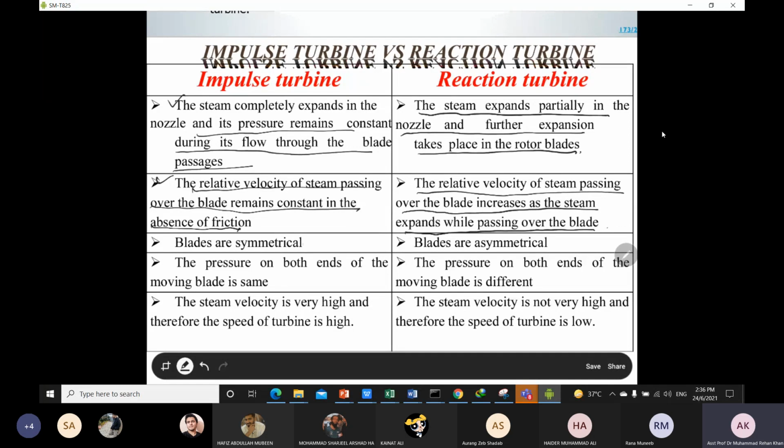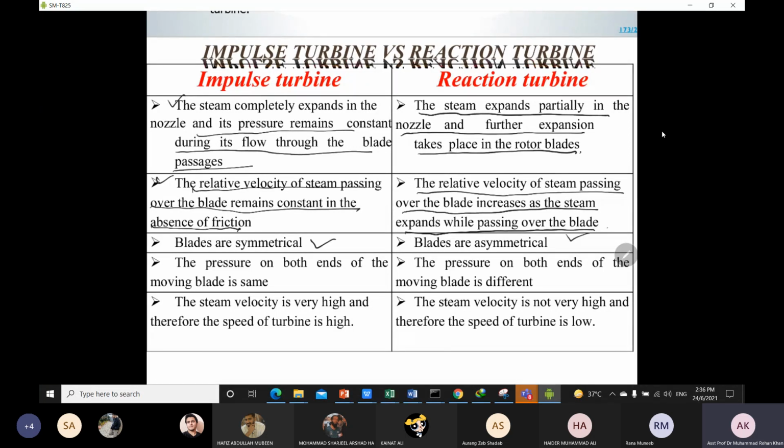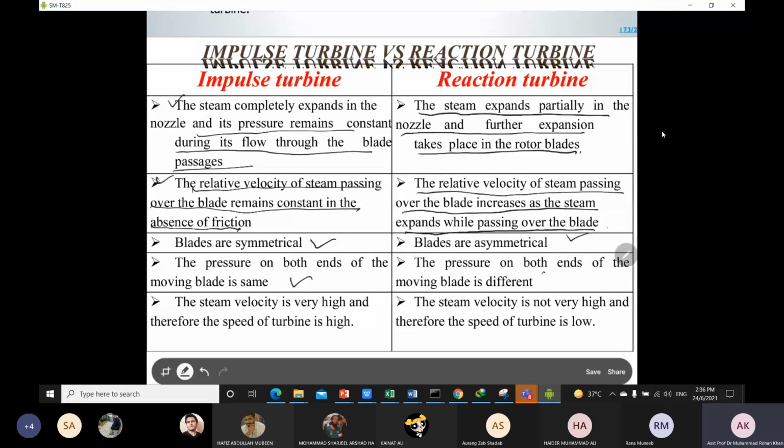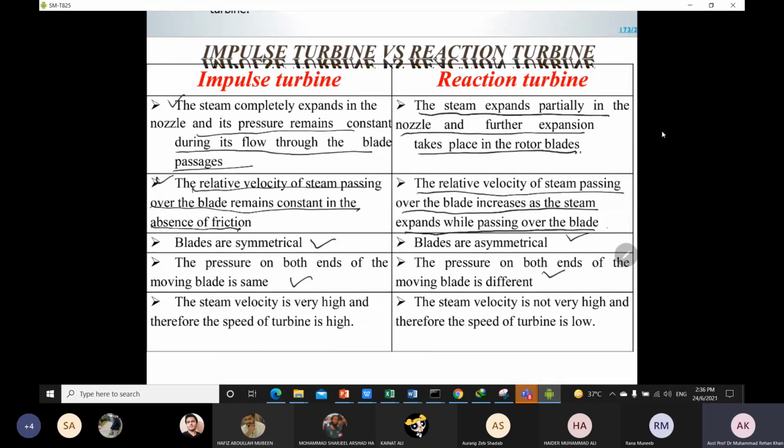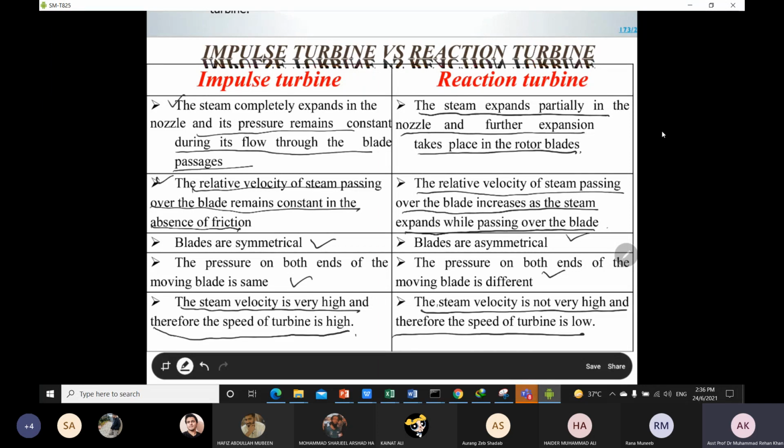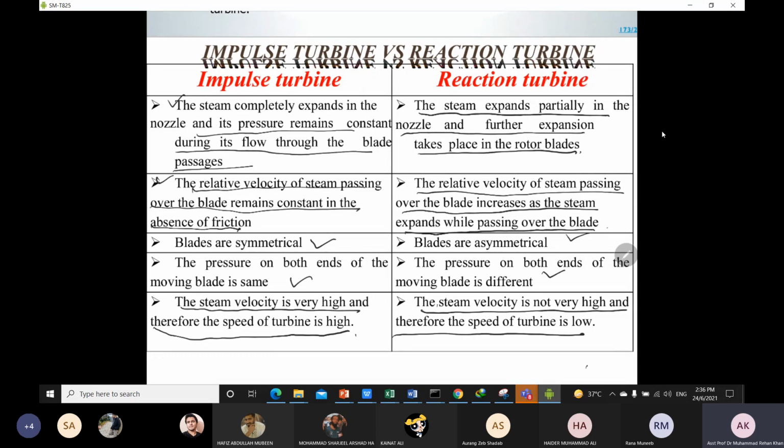Blades are symmetrical in an impulse turbine, and blades are not symmetrical in a reaction turbine. The pressure on both ends of the moving blade is the same in an impulse turbine, and the pressure on both ends of the moving blade is different in the case of a reaction turbine. The steam velocity is very high and therefore the speed of the turbine is high in an impulse turbine. In a reaction turbine, the steam velocity is not very high and therefore the speed of the turbine is low. So this is just a basic difference between reaction and impulse turbine.